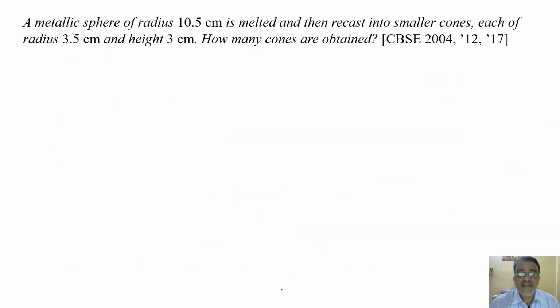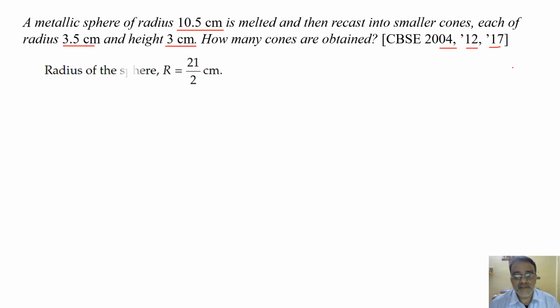A metallic sphere of radius 10.5 centimeter is melted and then recast into smaller cones, each of radius 3.5 centimeter and height is 3 centimeter. How many cones are obtained? See, 2004, 12, 17, तीन बार आ चुका, same question, right? So radius of sphere is 10.5. 10.5 को हम लोग fraction में लिख सकते हैं 21/2, because calculation easy हो जाएगा, right? उसको capital R ले रहे हैं.